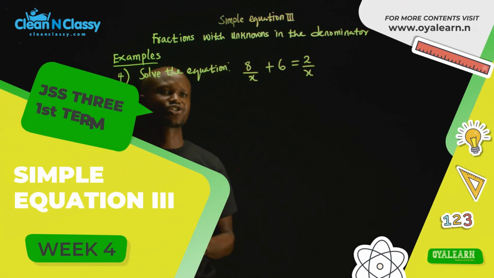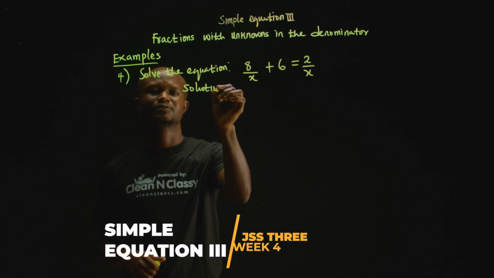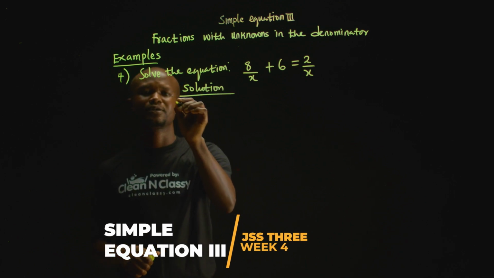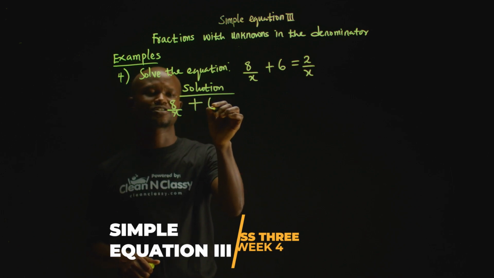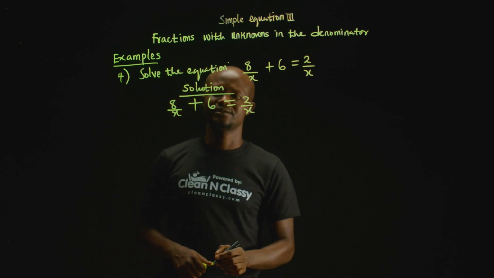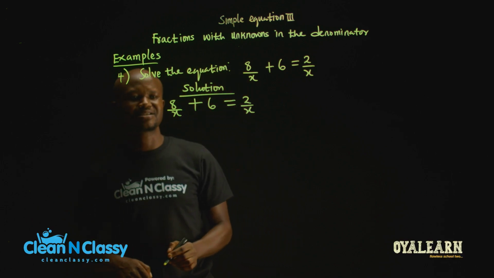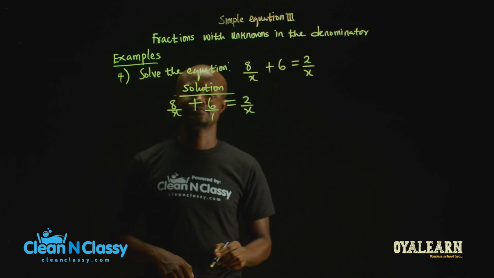Solve the equation. Solution. 8 divided by x plus 6 equals 2 divided by x. Now we can write 6 as 6 divided by 1.